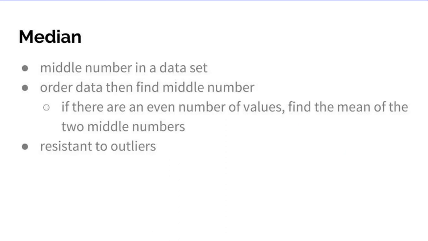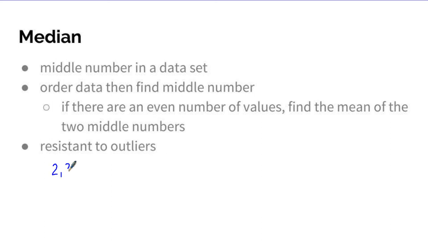The second measure of central tendency is the median, which again, you should know this already. It's the middle number in the data set. So we put them all in order and we find the middle number. If there is an even number of values, so if you have 6 points in your data set, there will be 2 numbers left in the middle. You just find the mean or the average of those 2 middle numbers. Now, the mean we said was sensitive to outliers. The median is what we call resistant to outliers, meaning outliers don't change the median as much as they change the mean.